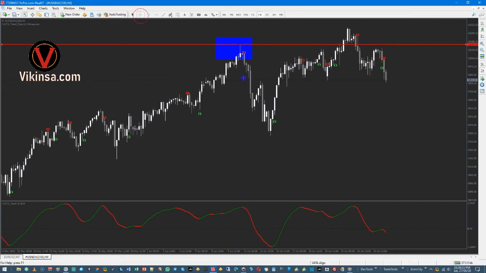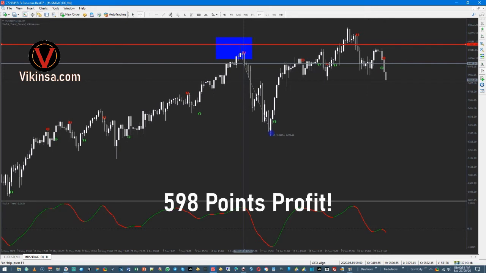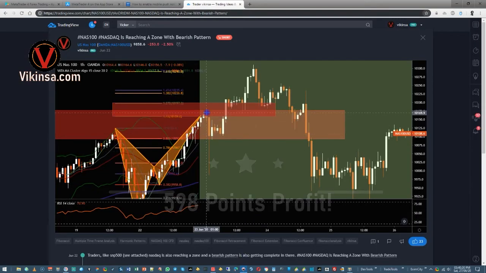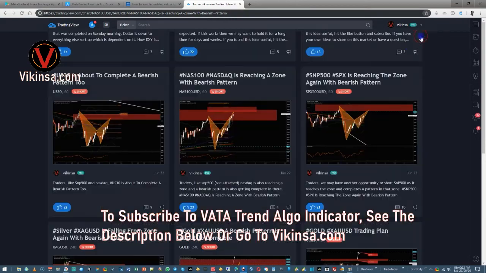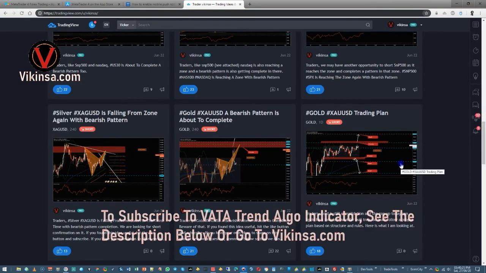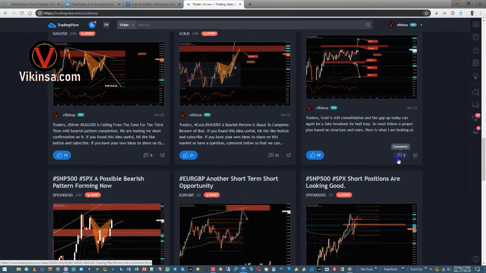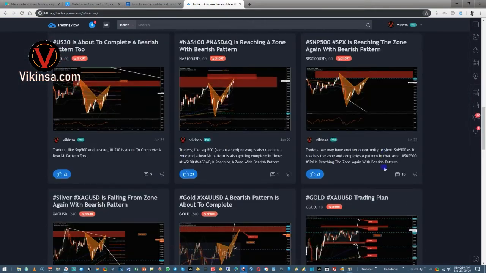So here we could have made near about these many points, from near about 10,000 level to 93. Okay, so near about 598 points we could have made on Nasdaq, just by entering at the right level, following our analysis. Okay, so this is how it works, and let's look at some of the currency pairs.